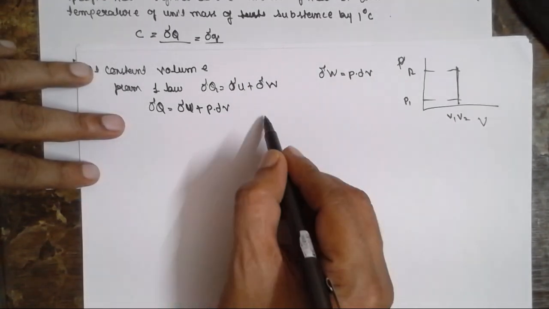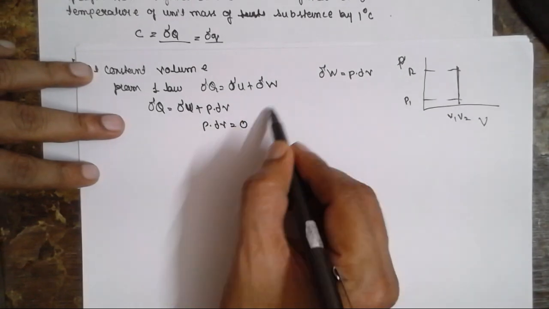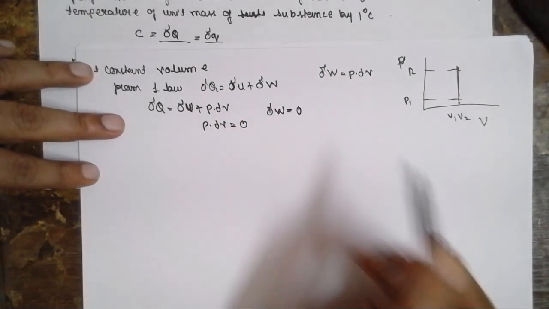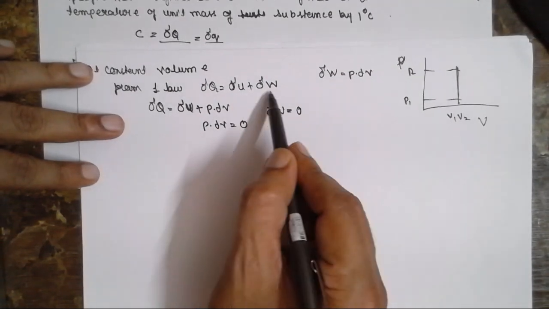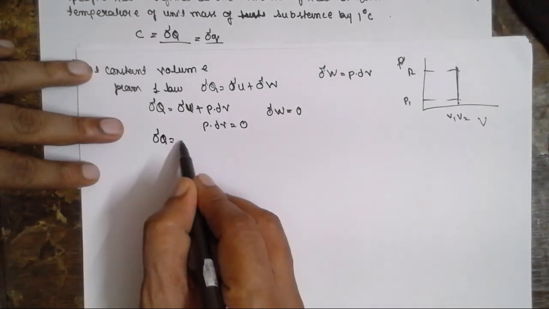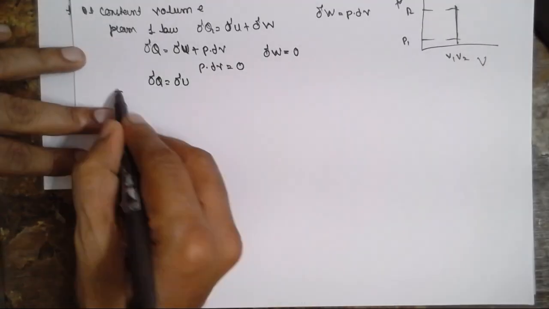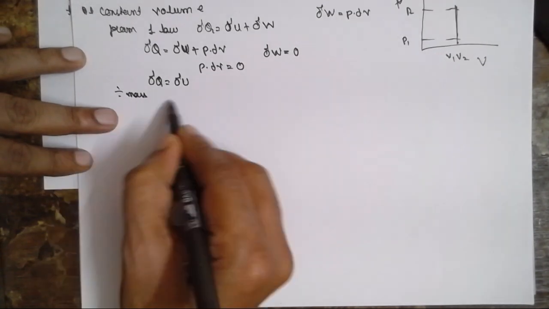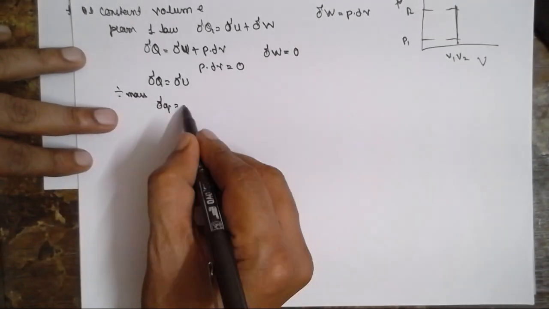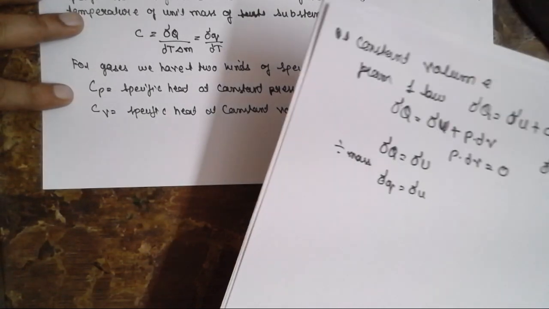That means we can write P dV is equal to 0 or delta W is equal to 0 directly, because at constant volume the work done will be 0. It can be written as delta Q is equal to delta U. Now if you divide by mass, delta Q divided by delta U.